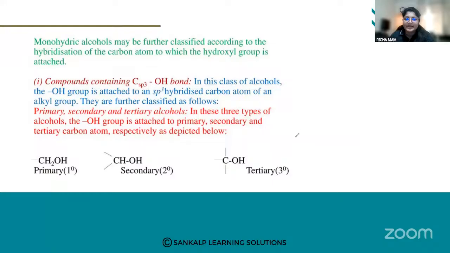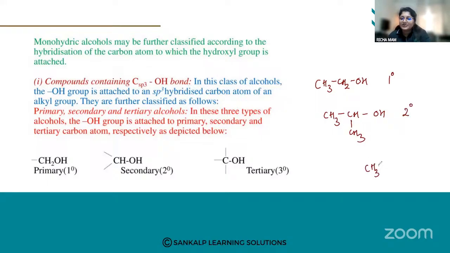So let me give you an example. CH3CH2OH is a primary alcohol. Then CH3CH(OH)CH3 is a secondary alcohol. Then CH3C(CH3)(CH3)OH is a tertiary alcohol.